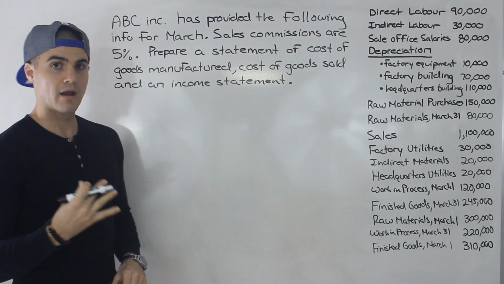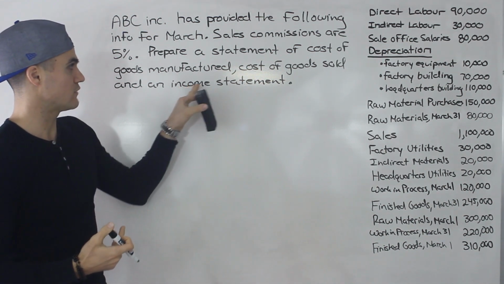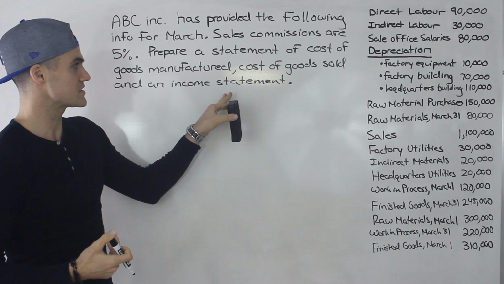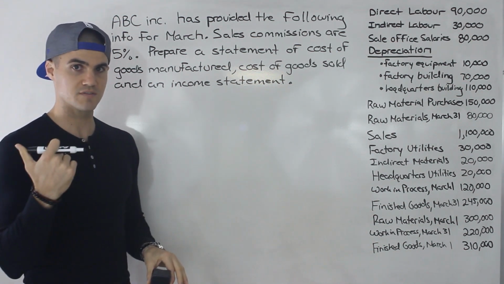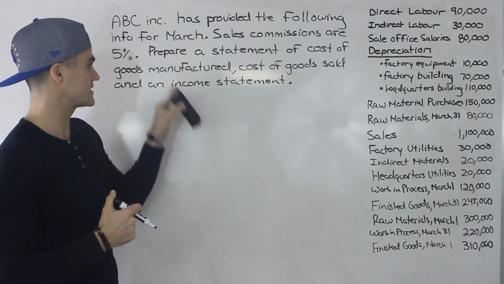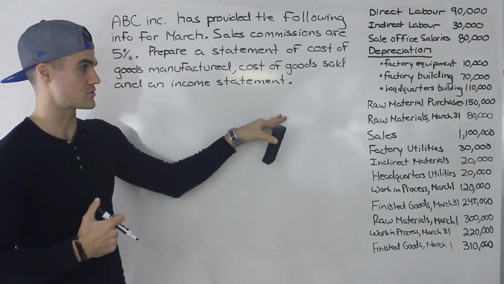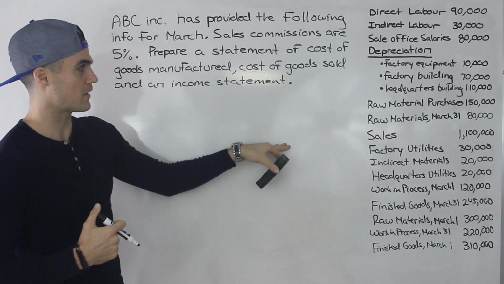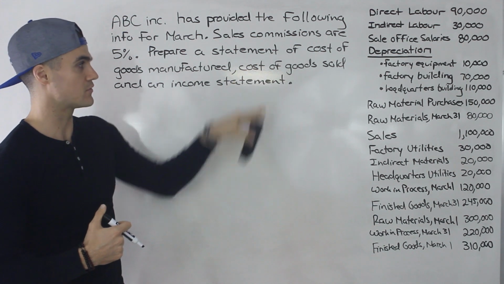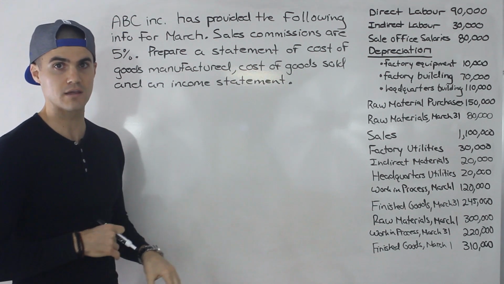Now, we have to prepare three statements: cost of goods manufactured, cost of goods sold, and an income statement. And in previous videos, I showed you how the statement of cost of goods manufactured is the first one that goes. So that's the first one we have to prepare. Then we have to prepare a statement of cost of goods sold, and then the income statement.